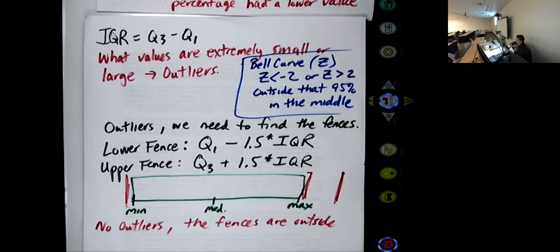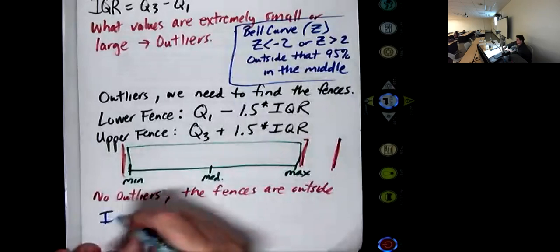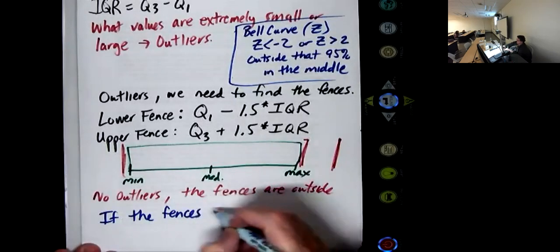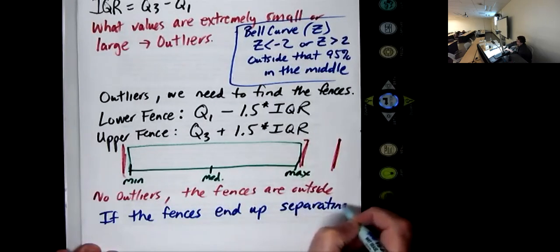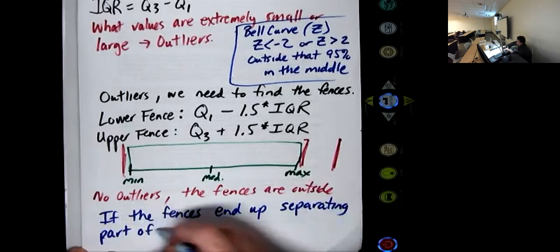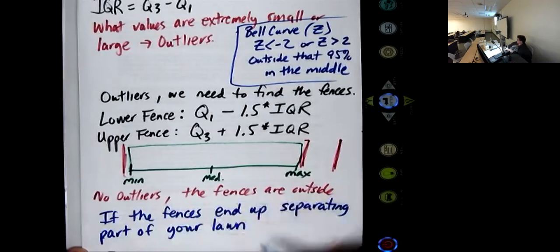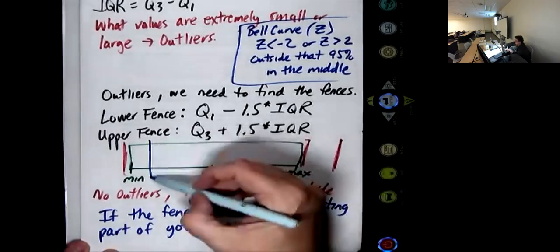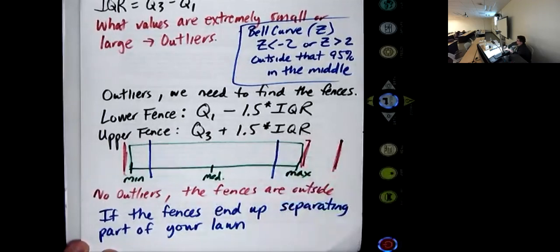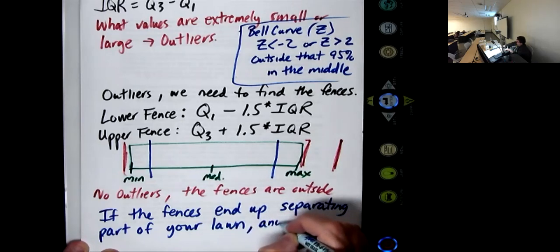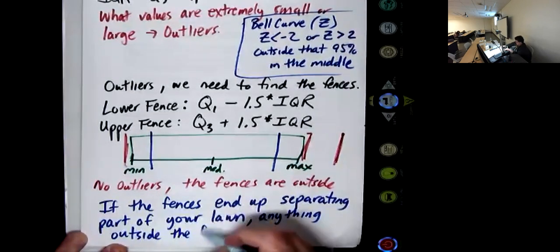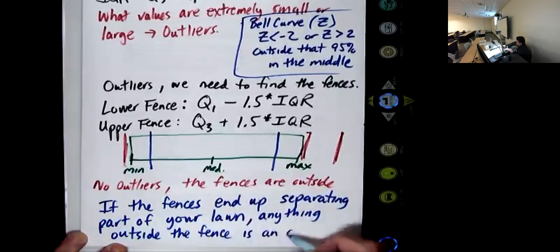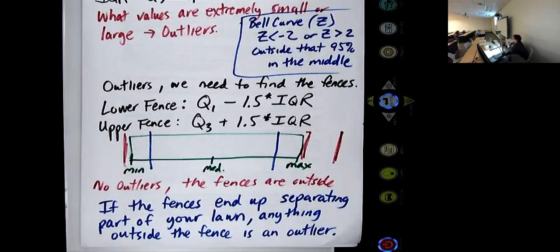If you get the fences that end up separating part of your lawn, like say if I had it right there and right there, anything outside the fence is an outlier. It lies outside your fence.